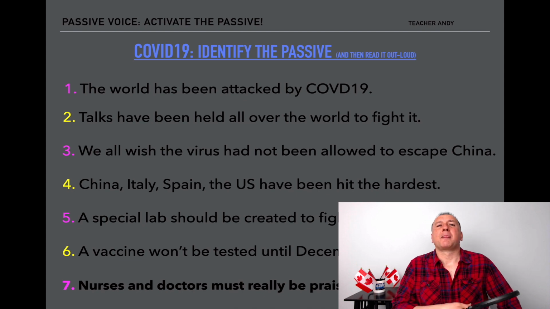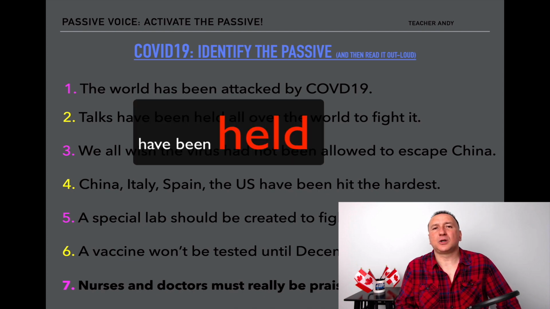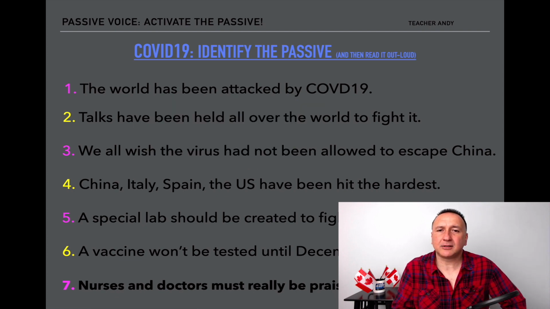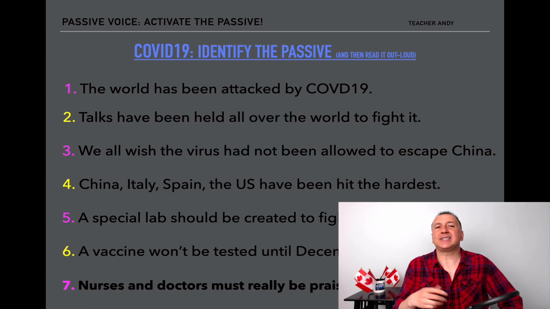Number 2 says, Talks have been held all over the world to fight it. So I'm just going to repeat it for you. Talks have been held all over the world to fight it. Do you hear the groups? Talks have been held all over the world to fight it. I don't say talks have been held, but have been held, have been held.